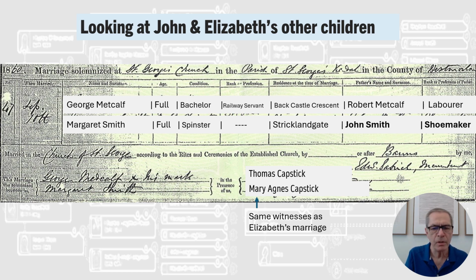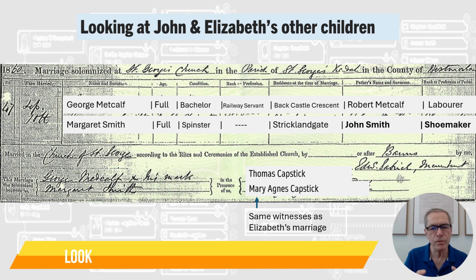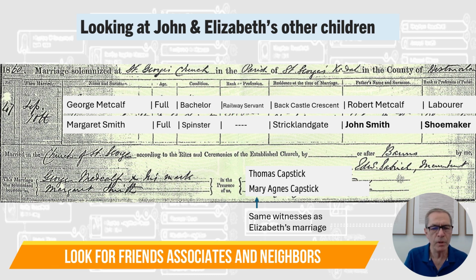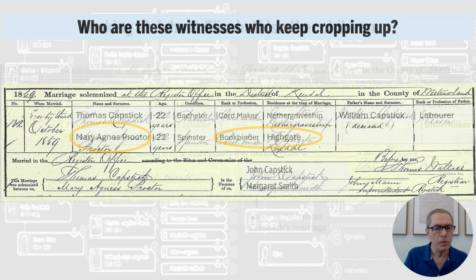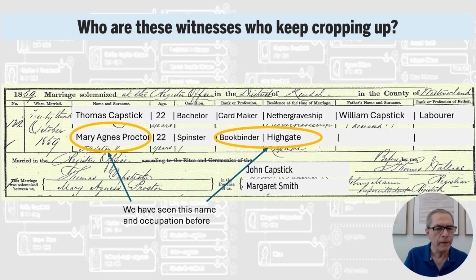That all makes sense. But let's move outside the immediate family and go into what we call a fan network of friends, associates and neighbours to see who this Thomas Capstick and Mary Ann Capstick are, to see if there's any relationship between them and the family. So why do these witnesses keep cropping up? I found Thomas Capstick and Mary Agnes's marriage, and there's some surprising information there.